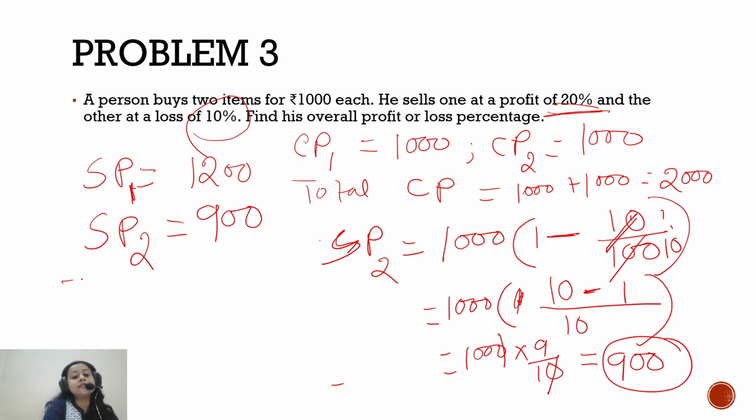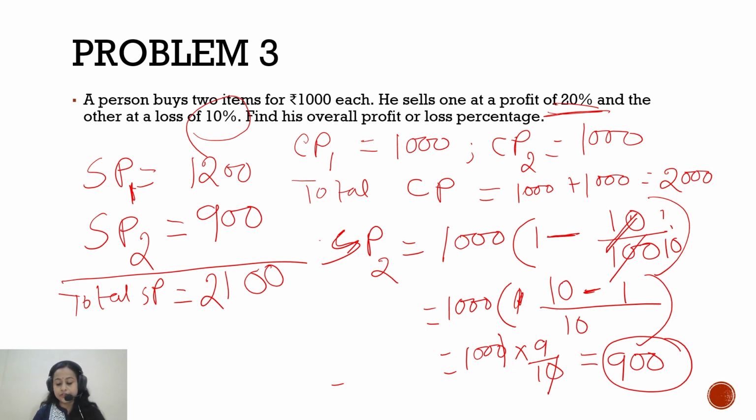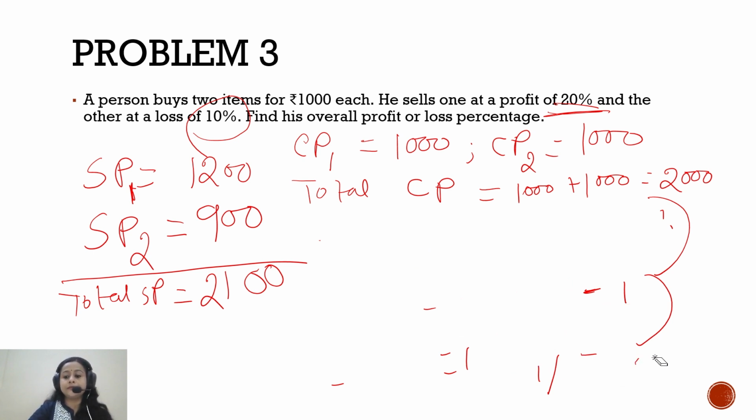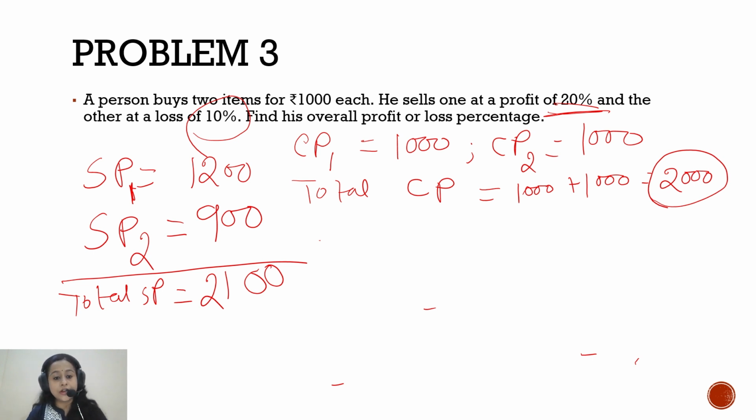Fine. Now what is the total selling price? Because we are interested to find out the total selling price. So total selling price will be 2100. So our total cost price for both the items was 2000, and total selling price for both the items was 2100.